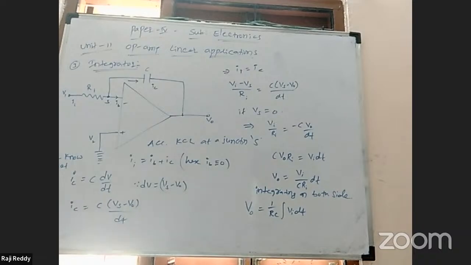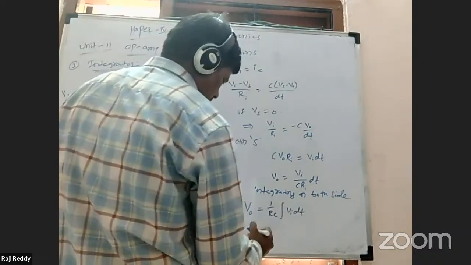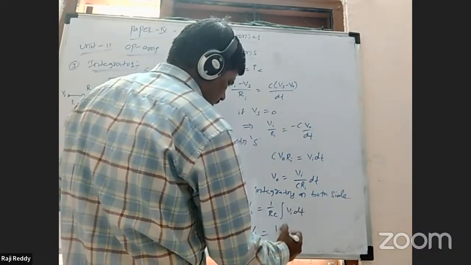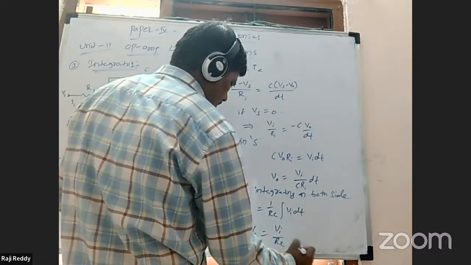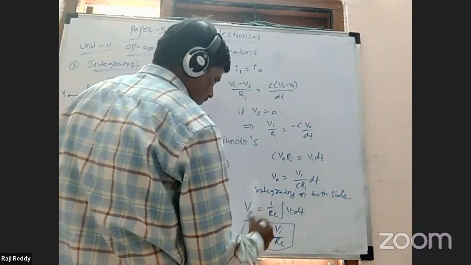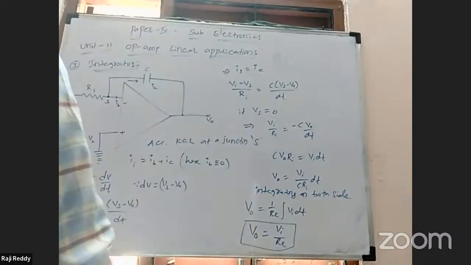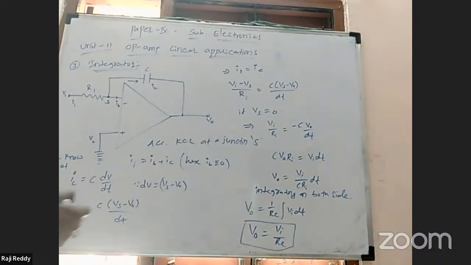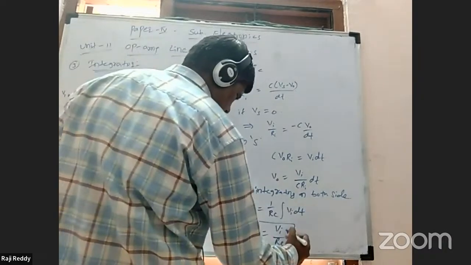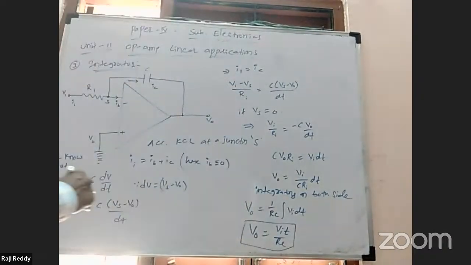Integration 1 dt, Vi is also constant, right? Then what we get is V naught is equal to Vi by RC into T, integration 1 dt, T only. V suffix i means input voltage into time by RC. Output value equal to this. This is called an integrator.